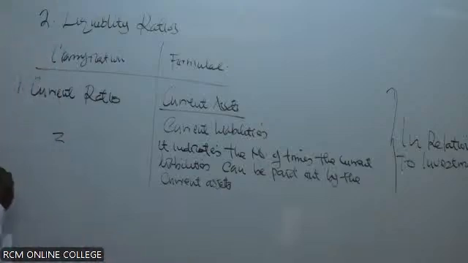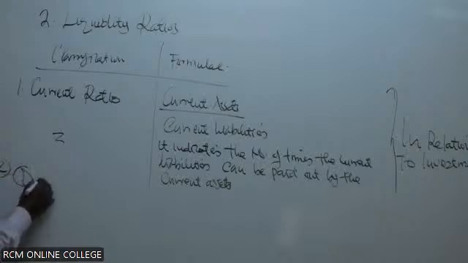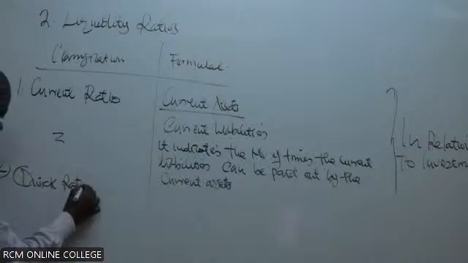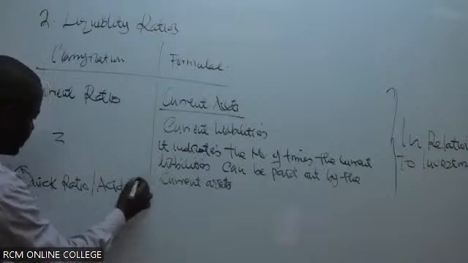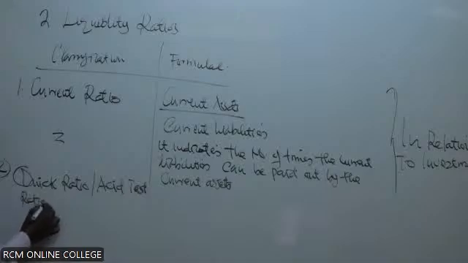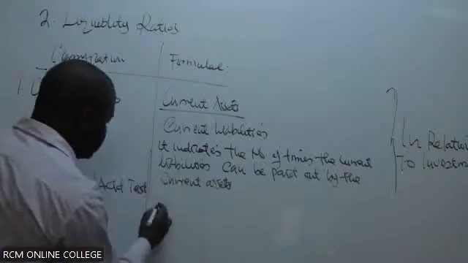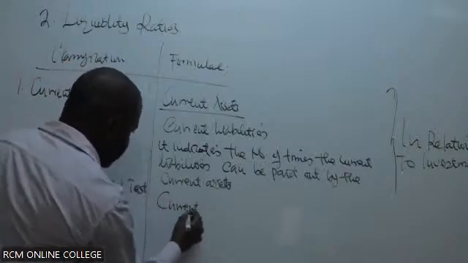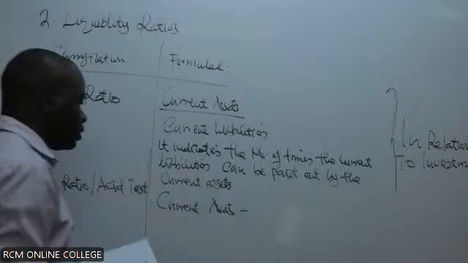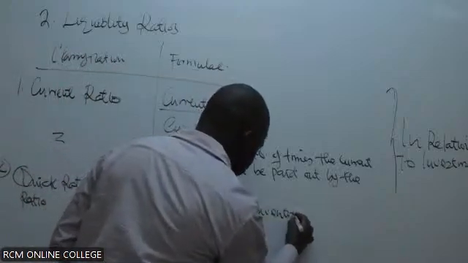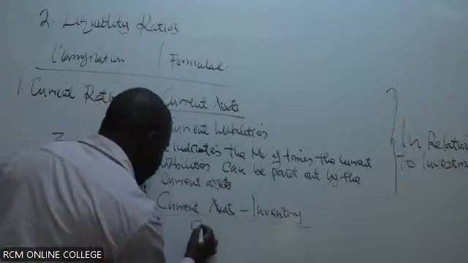Then in this case, you have quick ratio. Quick ratio, sometimes it is referred to as acid test ratio. In this case, it's just the same. You take the current assets, you minus inventory or stock, then you divide by the current liabilities.